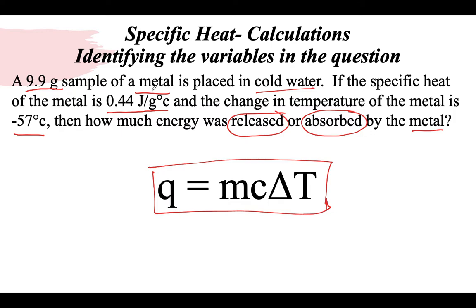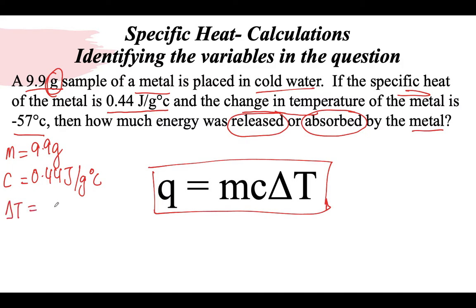Now it says the metal was placed in cold water. So let's see what these are. 9.9 grams. If you watched the previous videos, grams means that should be your mass. So mass is 9.9 grams. You have the specific heat capacity of the metal, which is C, 0.44 joules per gram degree Celsius. And it says the change in temperature of the metal is negative 57 degrees Celsius. So delta T is negative 57 degrees Celsius.